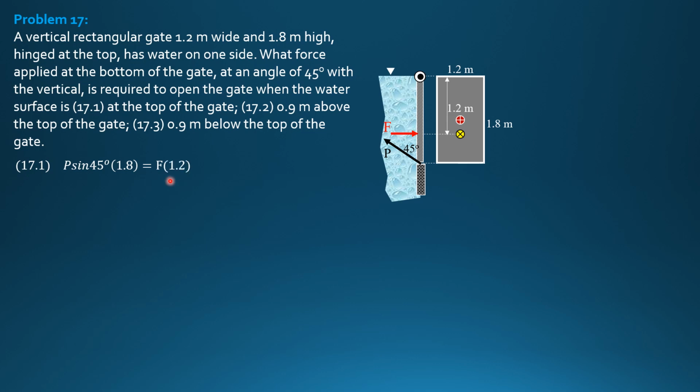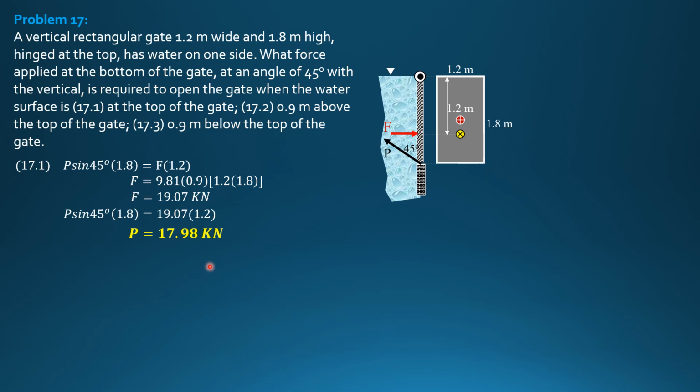Where F is specific weight of water, barred H is half of 1.8, so 0.9, area 1.2 times 1.8. So F is 9.81, 0.9, 1.2 times 1.8. So F is 19.07 kilonewtons. Substitute in the equation. P sine 45 degrees times 1.8 equals 19.07 times 1.2. So P is equal to 17.98 kilonewtons.